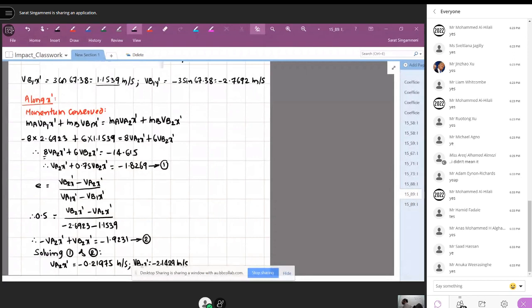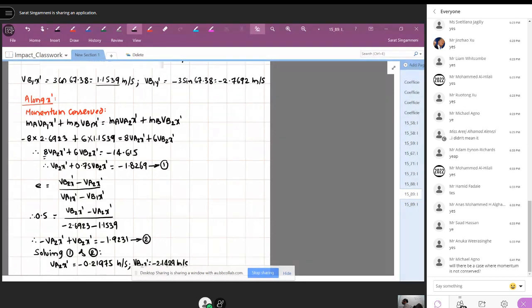Any question up to this point? Will there be a case where momentum is not conserved? What do you mean? Along the line of centers, momentum will be conserved.